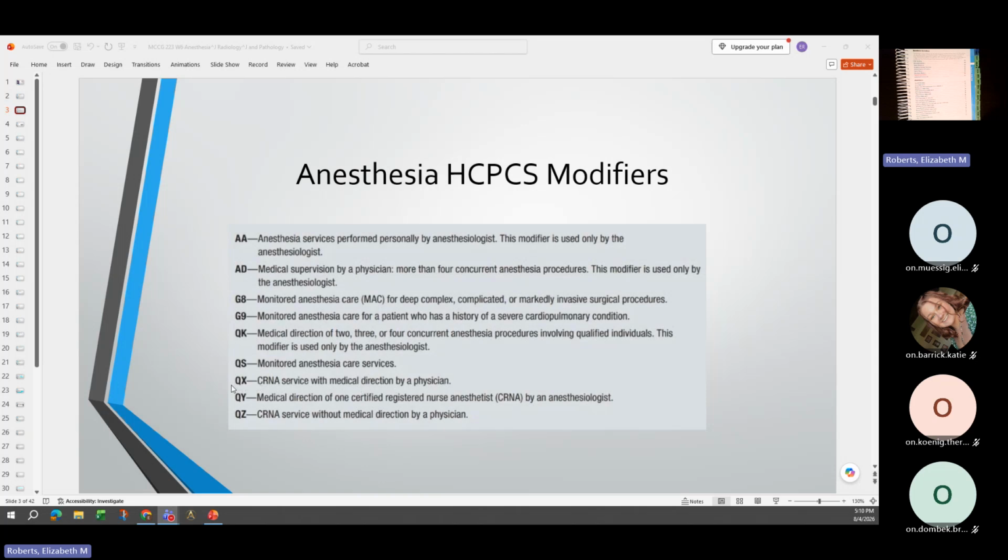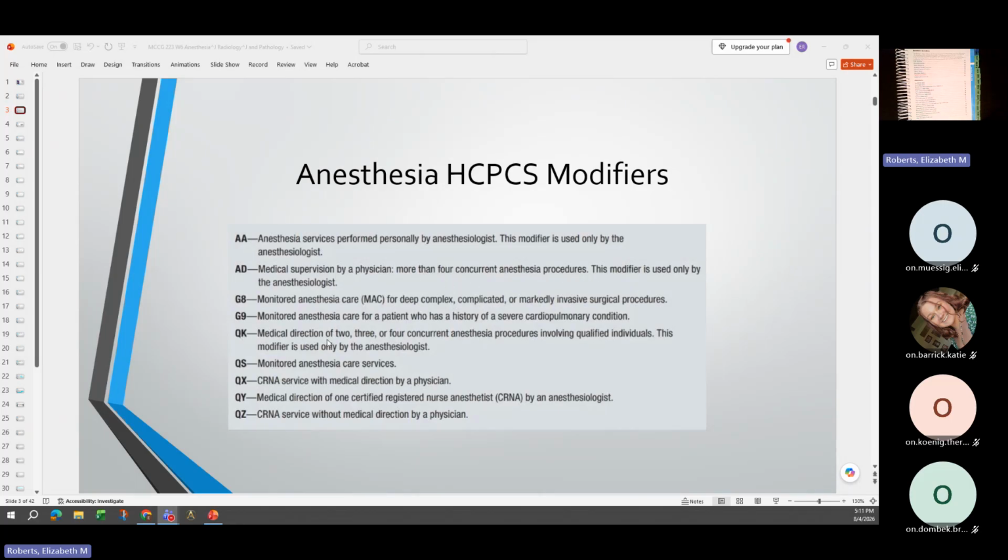So it's almost like billing the same service for multiple providers, almost like breaking it up into multiple pieces, right? So the CRNA reports their service with QX, and then the anesthesiologist reports their service with AD. AD identifies medical service supervision by a physician for more than 4 concurrent anesthesia procedures.